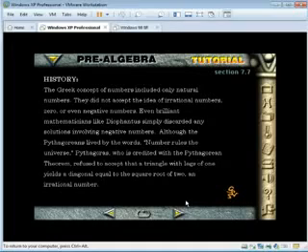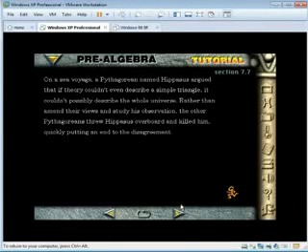to accept that a triangle with legs of 1 yields a diagonal equal to the square root of 2, an irrational number. On a sea voyage, a Pythagorean named Hippasus argued that if theory couldn't even describe a simple triangle, it couldn't possibly describe the whole universe. Rather than amend their views and study his observation, the other Pythagoreans threw Hippasus overboard and killed him, quickly putting an end to the disagreement.